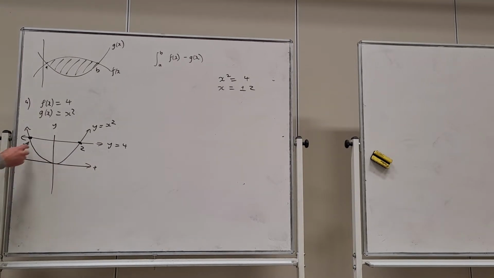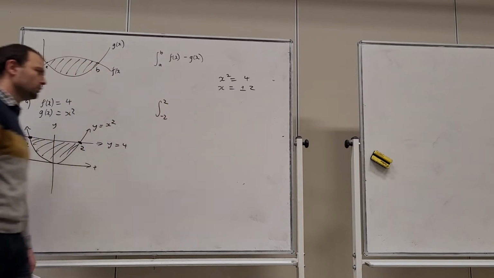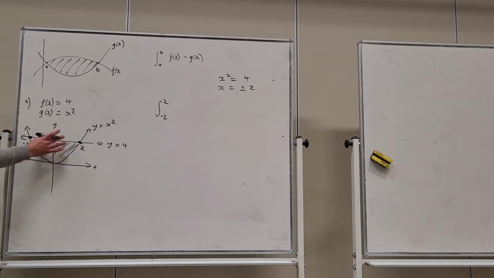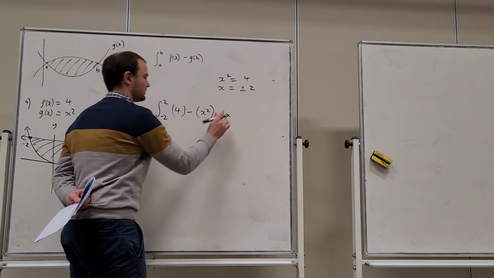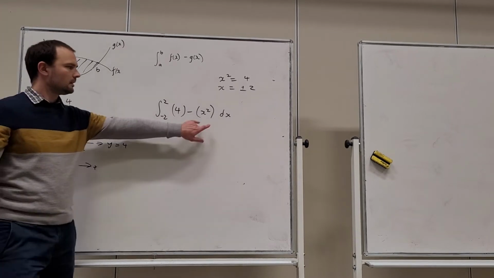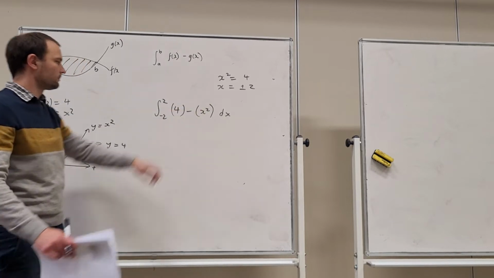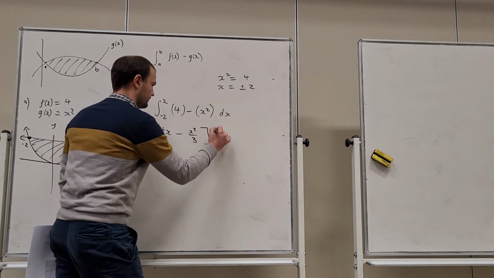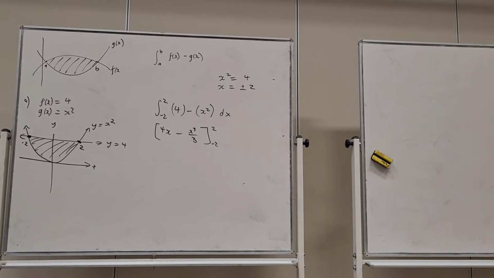Alright, so now if we're going to find the area bound by those two functions, it's going to be the integral from minus 2 to 2 of the top function, which is 4, take away the bottom function, which is x squared. Now, we need brackets here, because in the circumstance where there's multiple terms, that negative will need to distribute. Let's perform the integral. It's going to be 4x, take x to the 3 on 3, and we're going from minus 2 to 2. Perform the substitution.